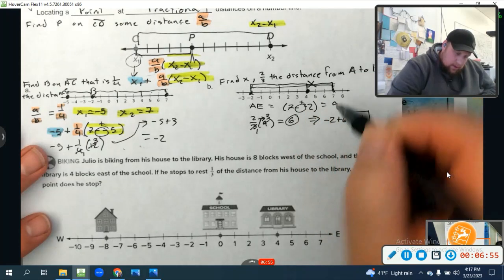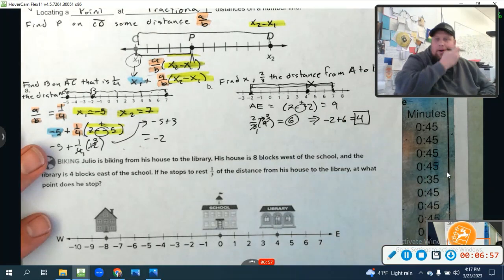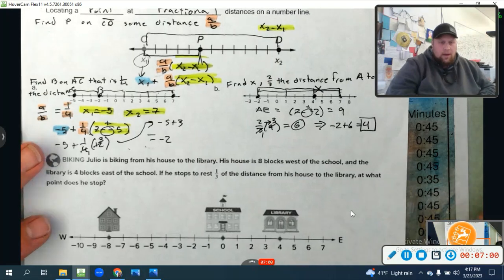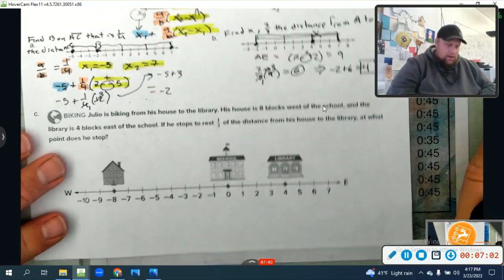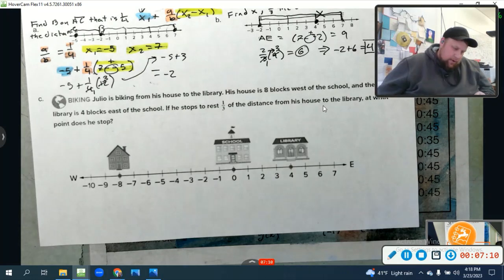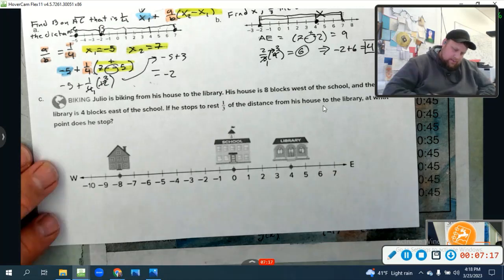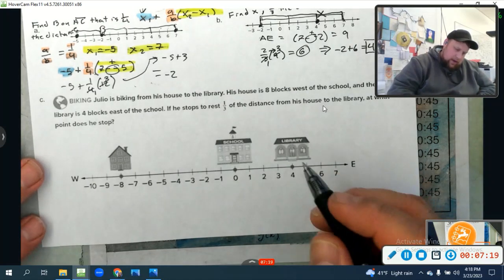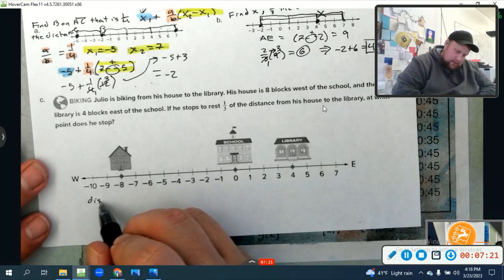Let's do it, guys. Biking. Julio is biking from his house to the library, school, and the library is 4 blocks east of the school. If he stops to rest 1/3 of the distance from his house to the library, at what point does he stop? Okay. Let's figure it out. What's my distance? It's going to be this 4 minus 8. Right? It's the library from his house.